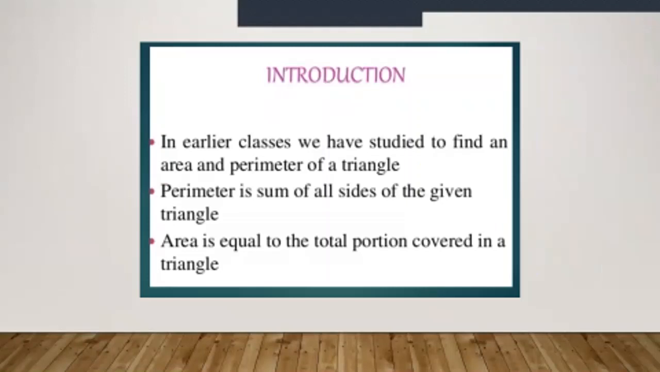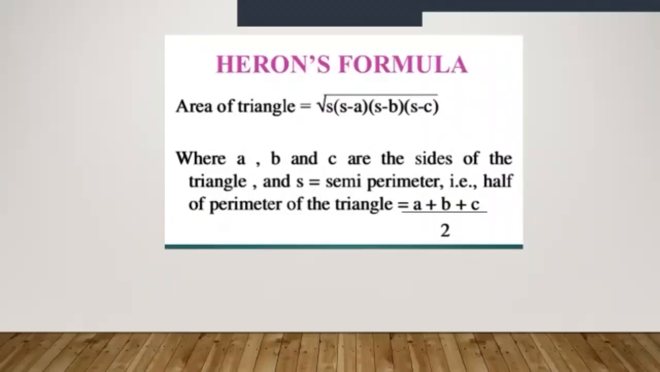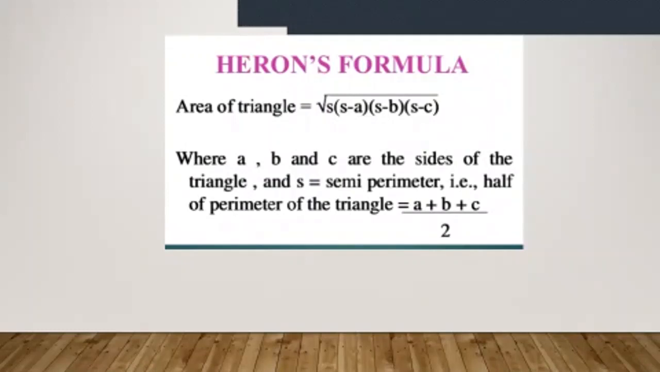As in your earlier classes, you have done area and perimeter. Perimeter is the sum of all the sides, whereas area is the total amount of portion covered in a triangle or in a quadrilateral, whatever shape or size is given to you. Heron's formula says that the area of a triangle is root over S multiplied by S minus A, S minus B, S minus C, where A, B, C are the sides of the triangle. S is the semi-perimeter, and that is equal to perimeter upon 2, that is A plus B plus C upon 2.